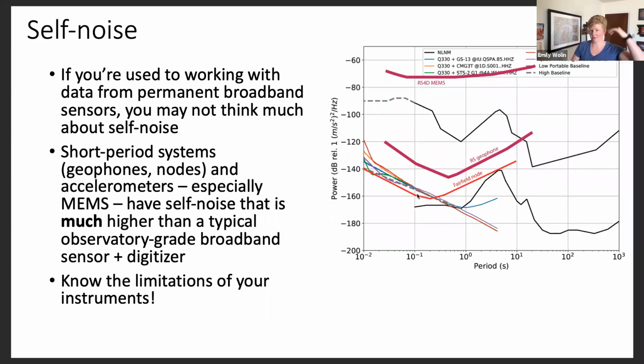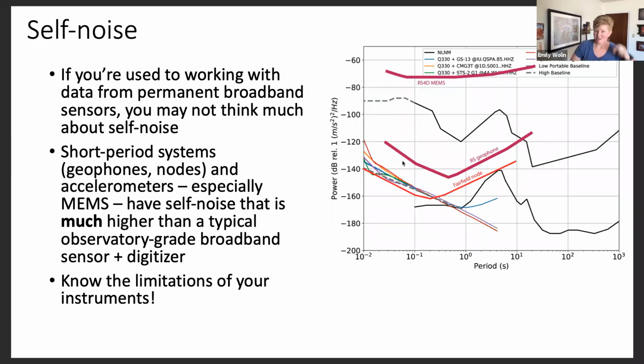In general, you want to have a source that's well above 20 or 30 or 40 dB above the self-noise floor of your instrument, right? So if I want to record teleseismic body waves, this is the accelerometer on a Raspberry Shake 4D. This is only going to record really big earthquakes very close to you. So this is not a suitable instrument.